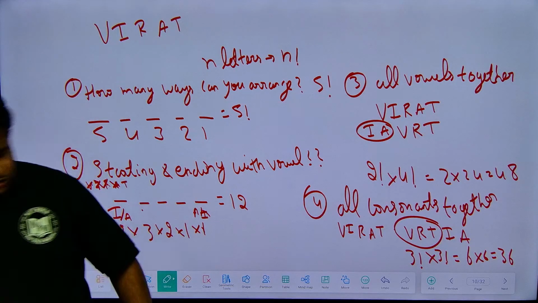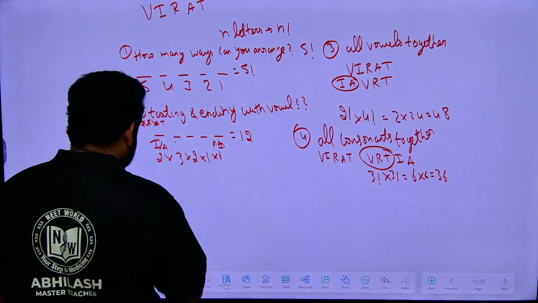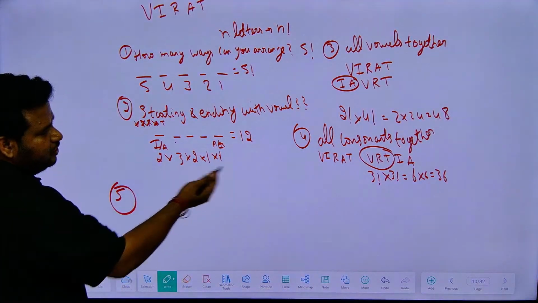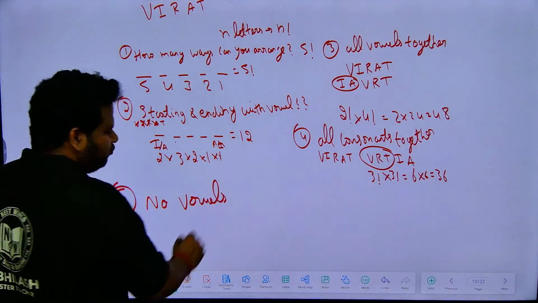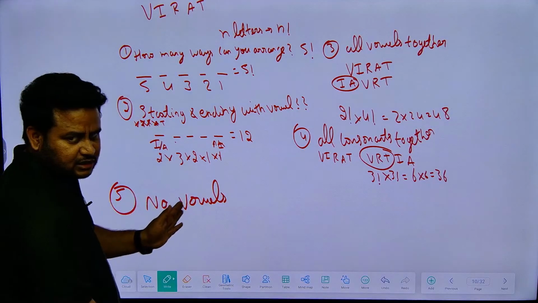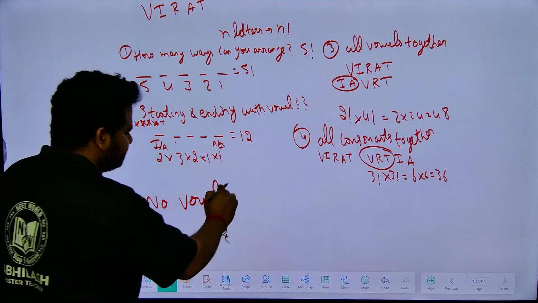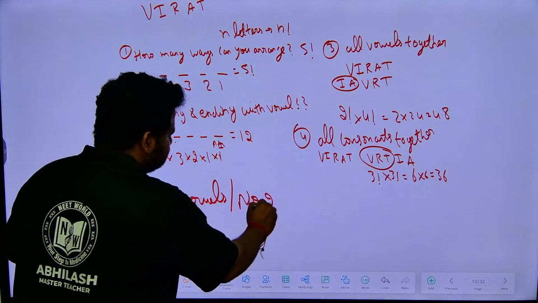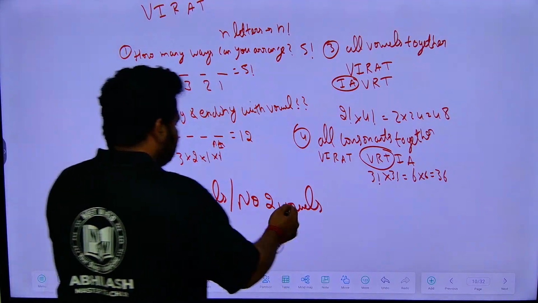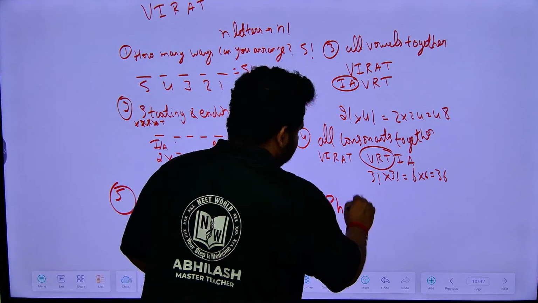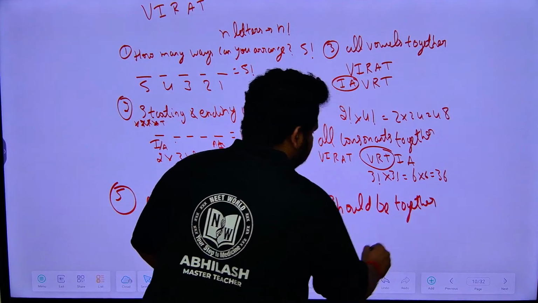Okay. Now, next question, see here, same concept, same question. Now, I will say we got together. Now, I will say no vowels should be together, or vowels should not be together, or if I say no two vowels should be together, it is the same question. No vowels or no two vowels should be together.